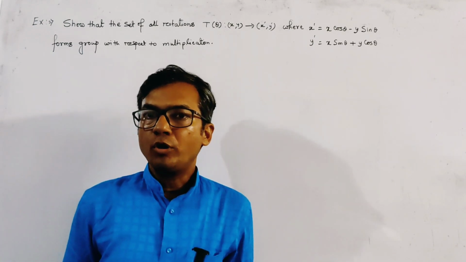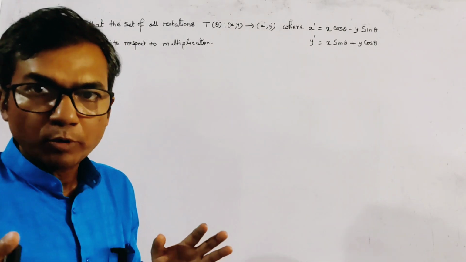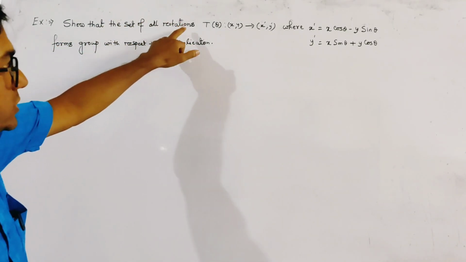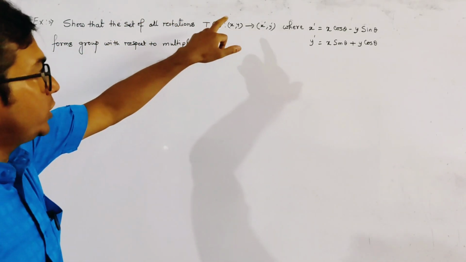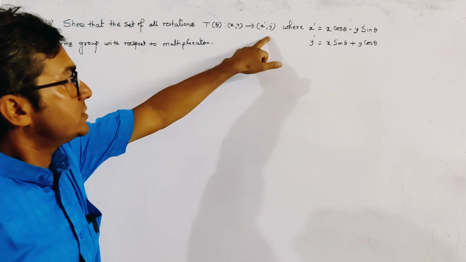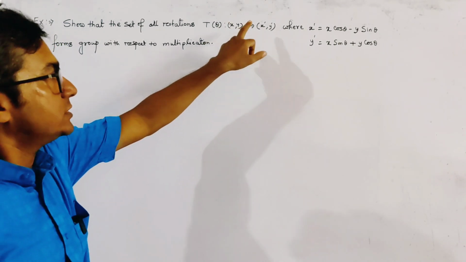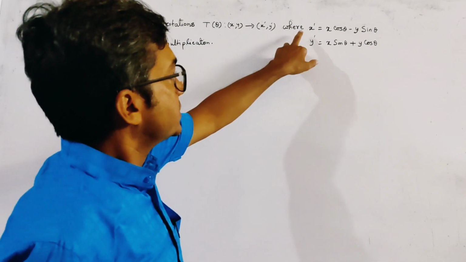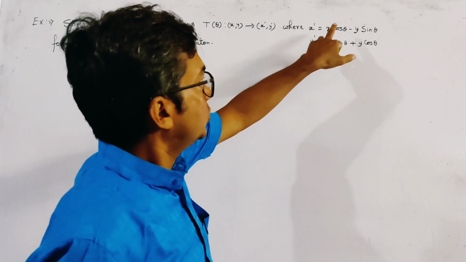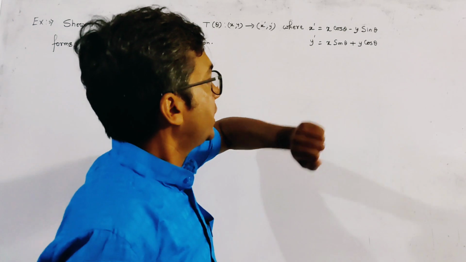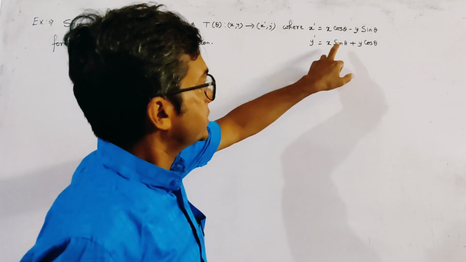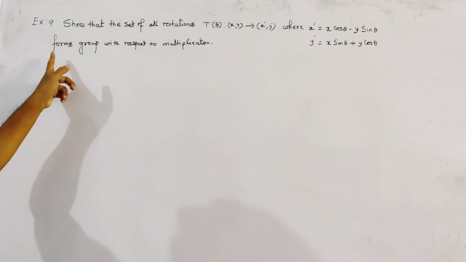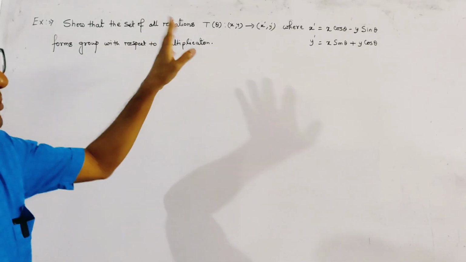This problem from group theory: show that the set of all rotations T_theta, rotating (x, y) to (x', y'), where x, y is the old coordinate and x', y' is the new coordinate, and the formula of rotation is given by x' = x cos theta - y sin theta, and y' = x sin theta + y cos theta, forms a group with respect to multiplication.